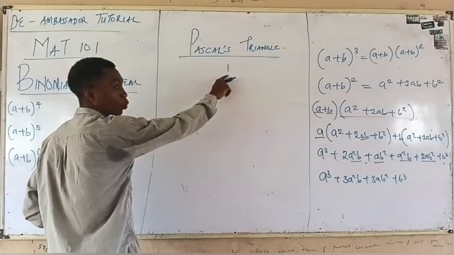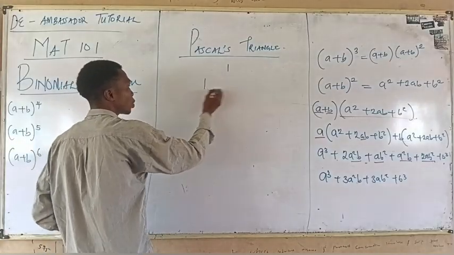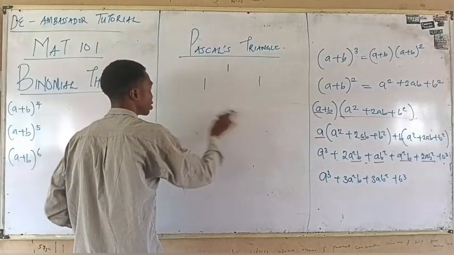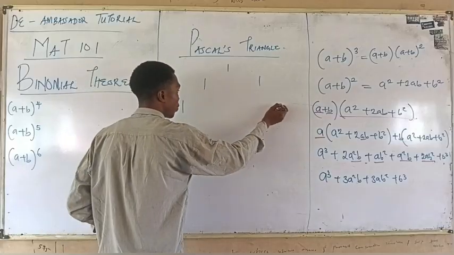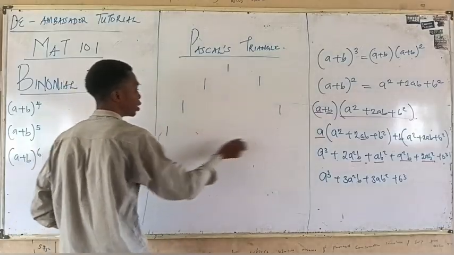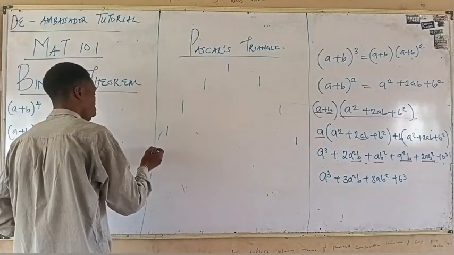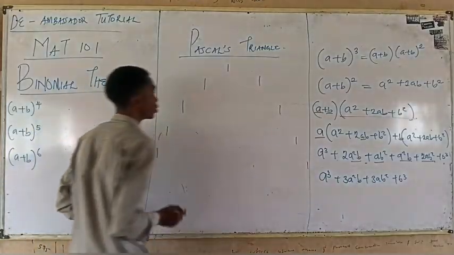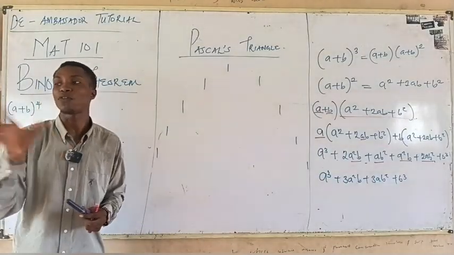You can see, starting with 1. At this side, start with 1, end with 1. Can you see that? Start with 1, end with 1. Let's do one more. Start with 1, end with 1. Now the question is, how does it form the triangle?